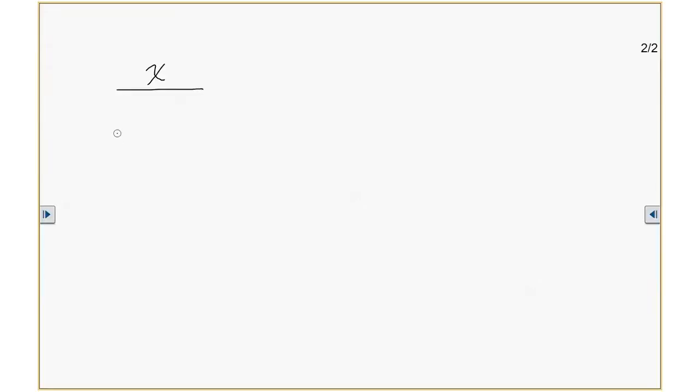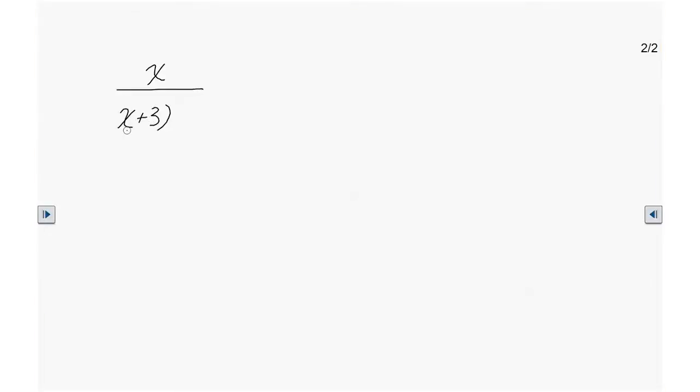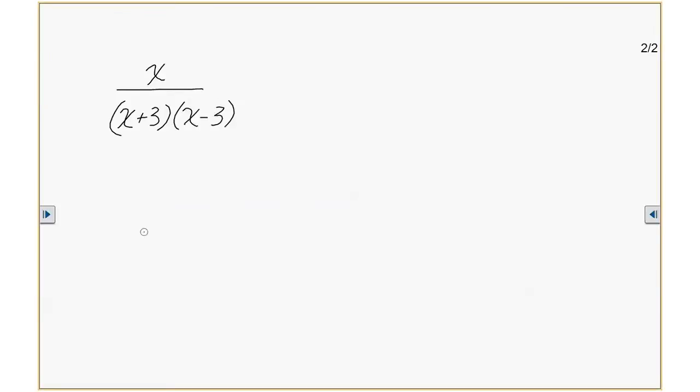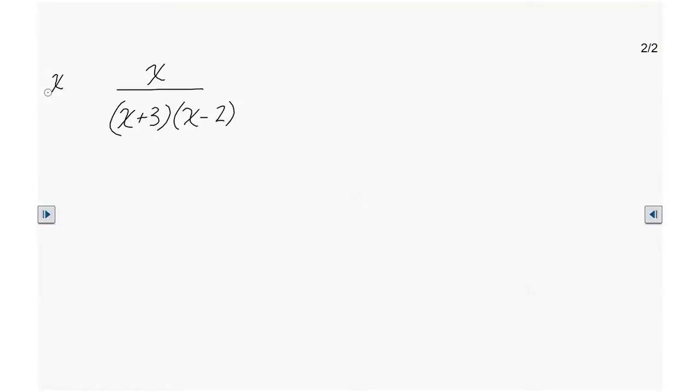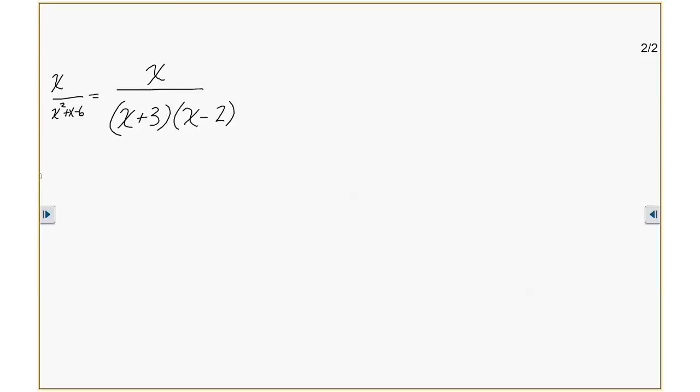So you got something that looks like this. x over x plus 3 times x minus 2. Now, of course, this could be written as, y'all see that? I got an eraser today. Let's see how long it lasts. Okay? So that could be what? x squared plus 1x minus 6. Is that what that is? It could be written like that too. x over x squared plus x minus 6. Either one of those.